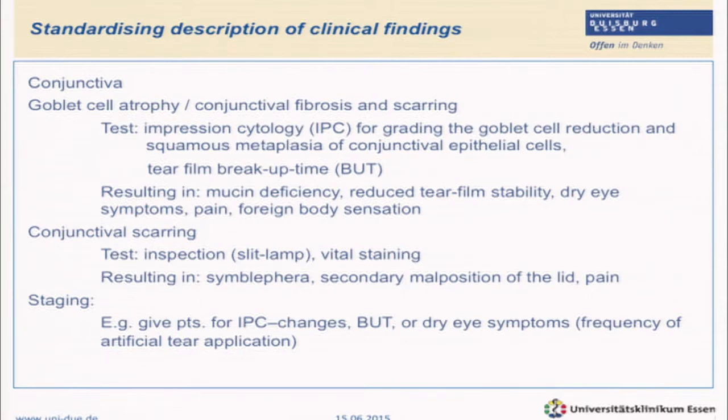It's, for example, giving points to the impression cytology changes, as we have in other conditions as well, as graft versus host disease or chemical ocular burns. We can stage a breakup time for the tear film, and we can also clinically stage the dry eye symptoms of the patients.